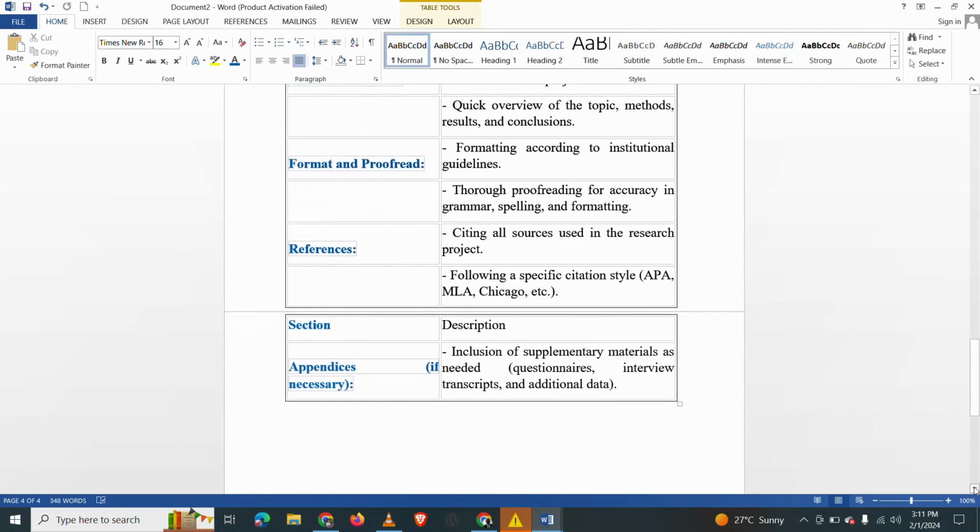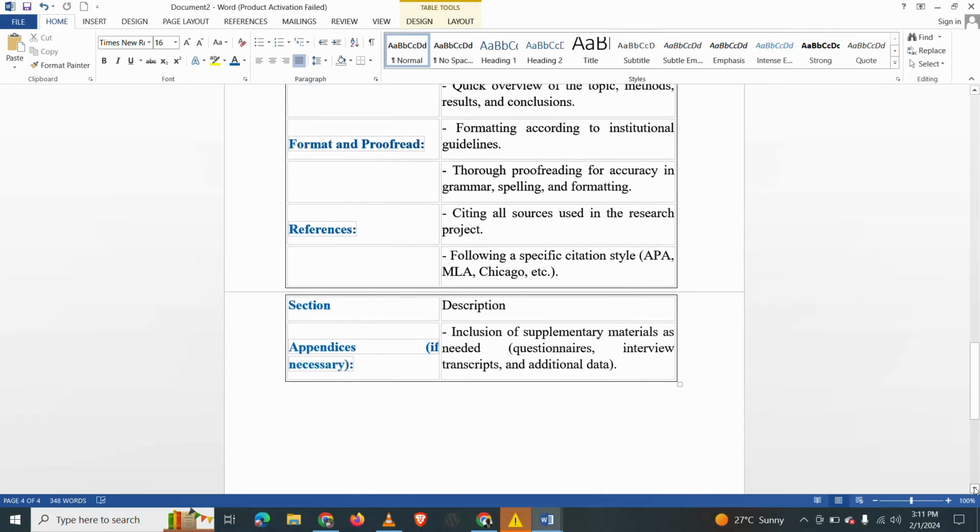So also the formatting, the numbering of the project. Sometimes you find that in some pages you're supposed to number them in Roman numerals, dependent on the guideline, how you're supposed to present them. So the research project is formatted according to institutional guidelines, like I said, and a thorough proofreading is conducted to ensure accuracy in grammar, spelling, and formatting. That is also very, very important.